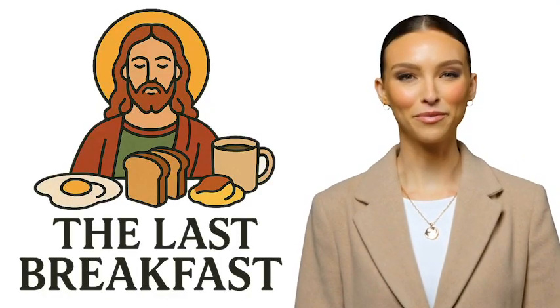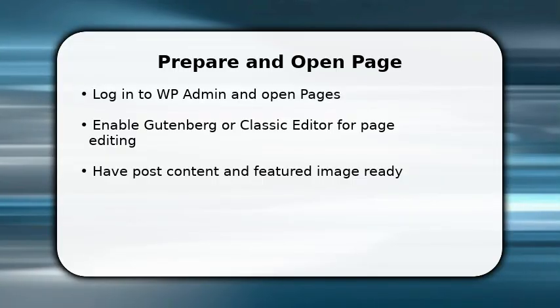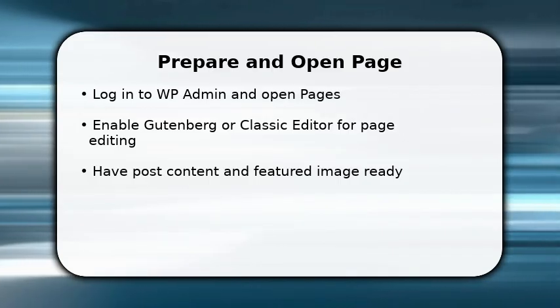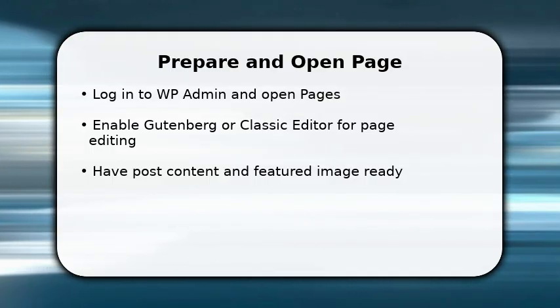You start inside WordPress admin, log in and navigate to pages immediately. Once there, open the page where you want posts to appear and make sure Gutenberg is active, or install a block plugin if needed. You should already have at least one post drafted and a featured image selected, because you will insert content quickly. Next, add a new block or shortcode area.